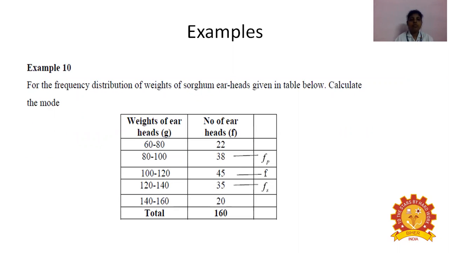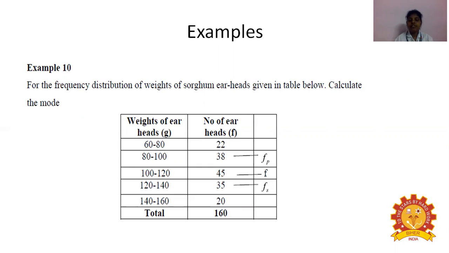Next example: for the frequency distribution of weights of sorghum earheads given in the table below, calculate the mode. Weights of earheads, number of heads, that is frequency: 60 to 80, 80 to 100, 100 to 120, next 120 to 140, next 140 to 160. Frequencies are 22, 38, 45, 35, 20.